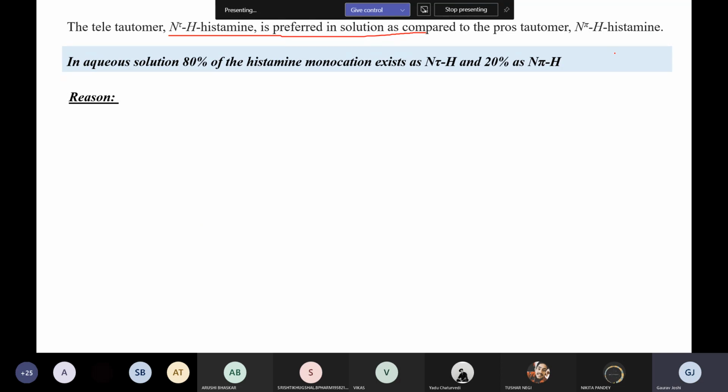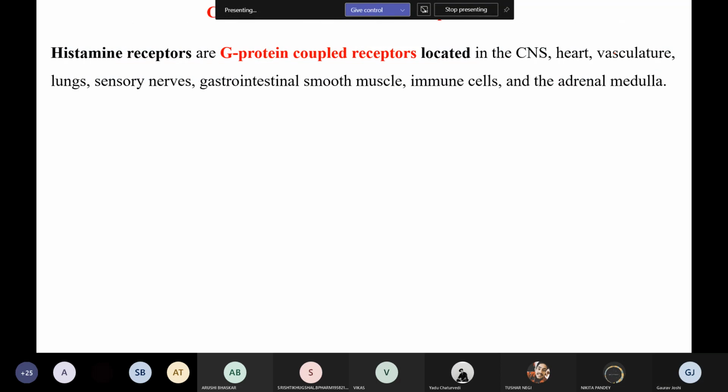You also have to find out the reason, because there is a simple organic chemistry reason behind this thing, right? Why is the tau histamine more stable than the pros one, right? So you have to just search for this thing.